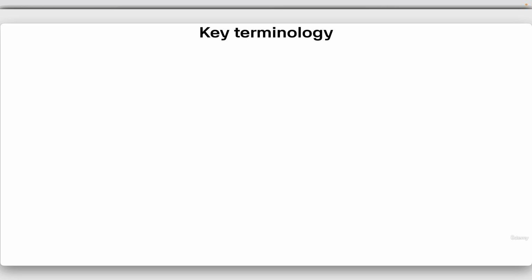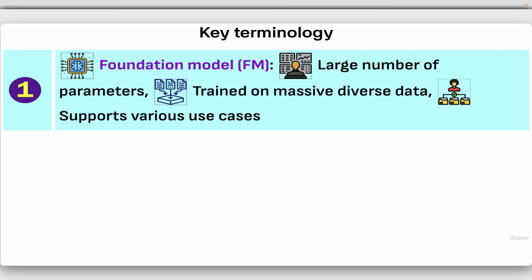So let's talk about some key terminology. First one, foundation model, which I have used a lot. So basically, this is an AI model with a large number of parameters and trained on a massive amount of diverse data. A foundation model can generate a variety of responses for a wide range of use cases. Foundation models can generate text or images and can also convert input into embeddings.